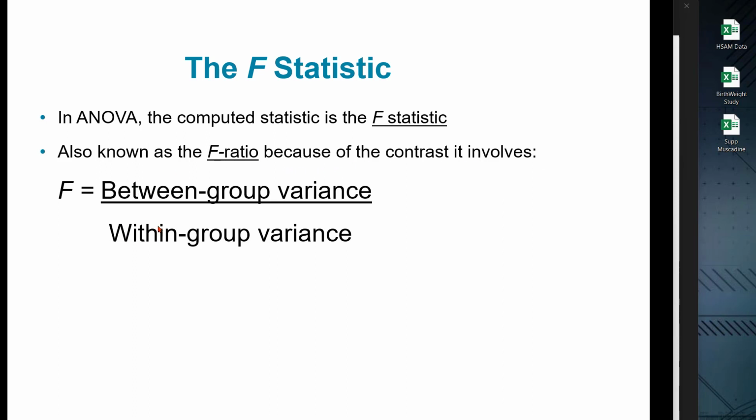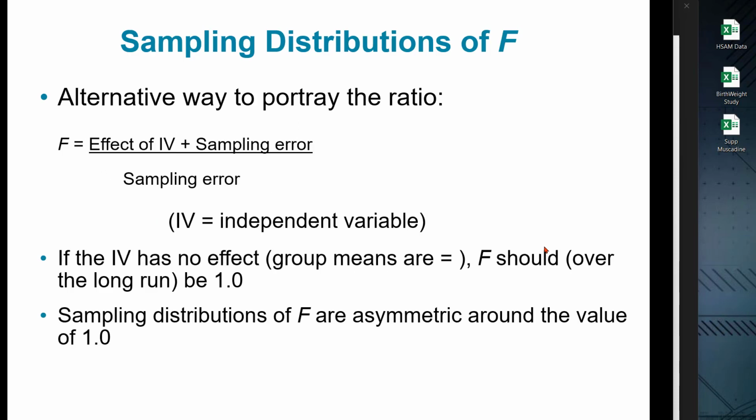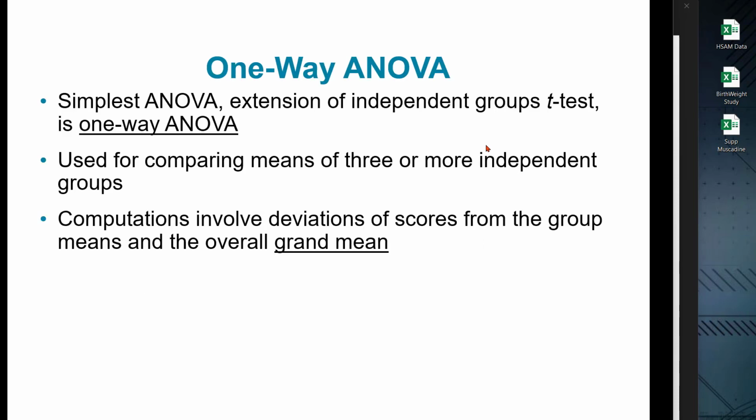Calculating the F statistic involves comparing the variability between the groups to the variability within the groups. An alternative way to portray the F statistic is in terms of the effect of the independent variable and the sampling error. This is done by defining the F ratio into 2 components, the effect of the independent variable and the amount of variation due to sampling error.